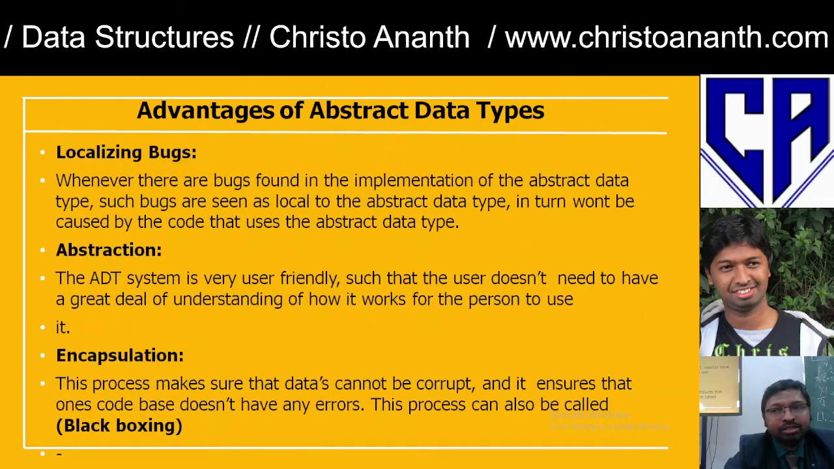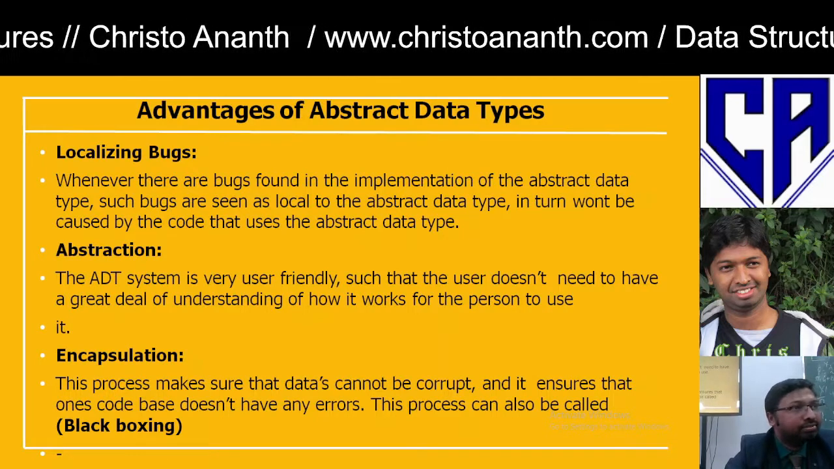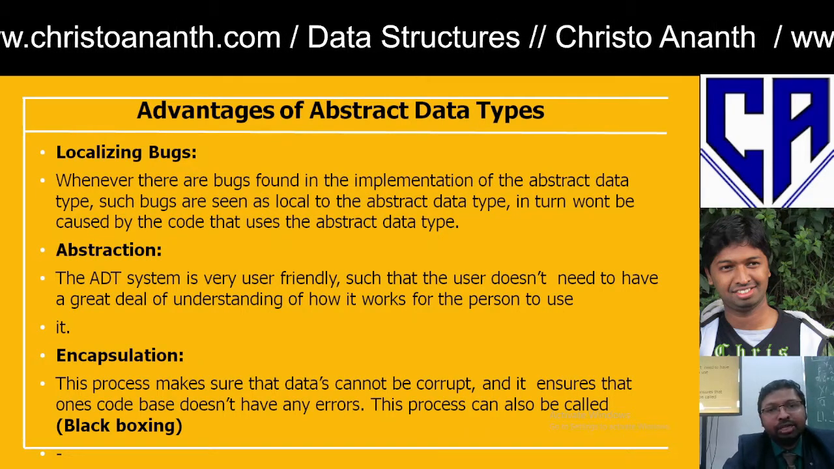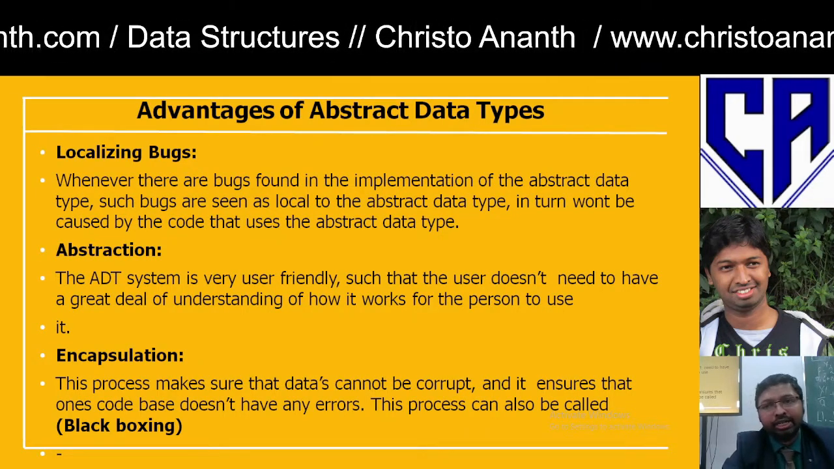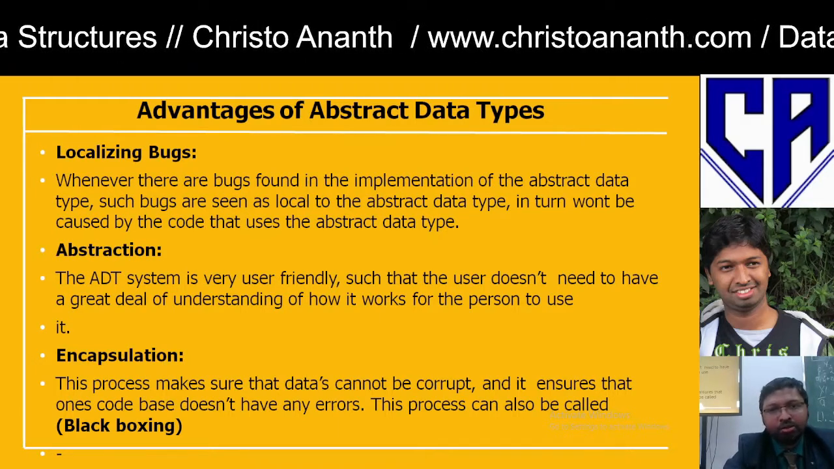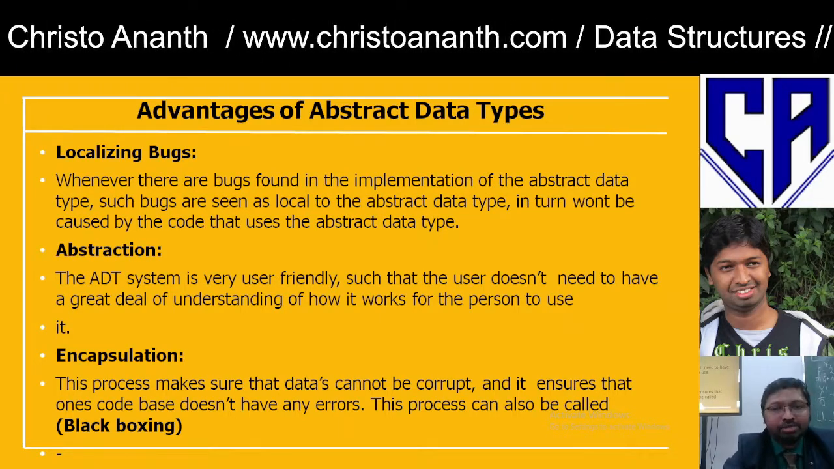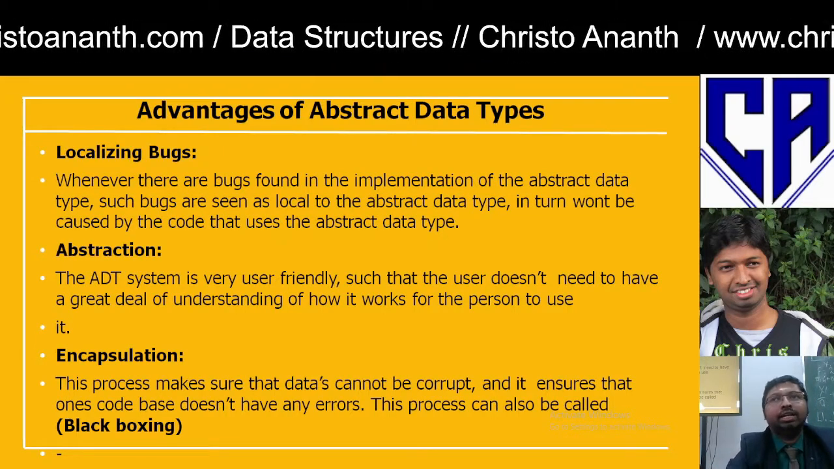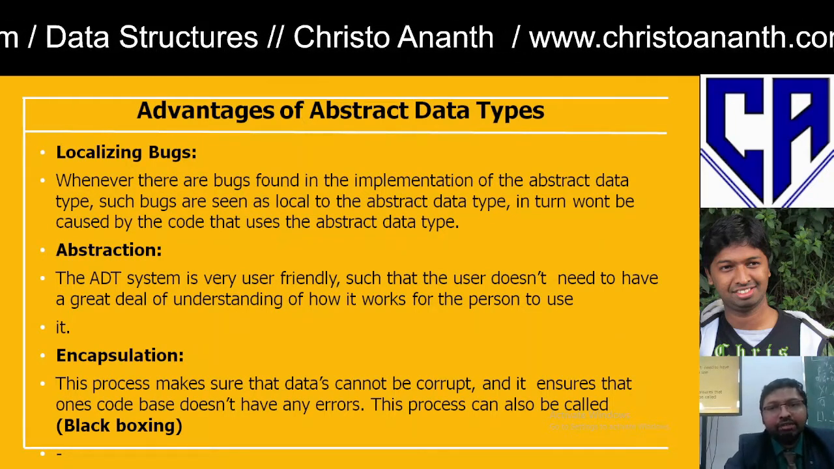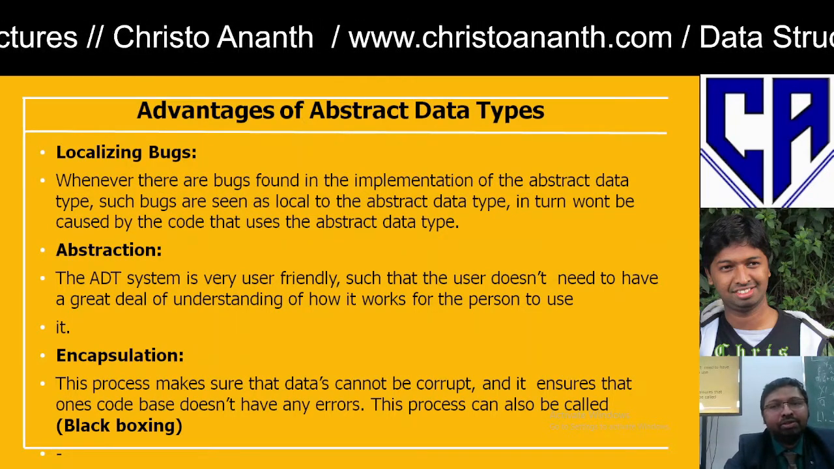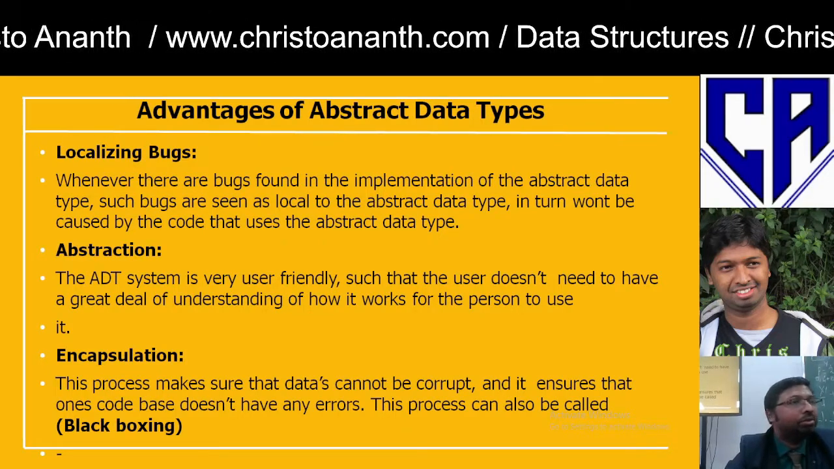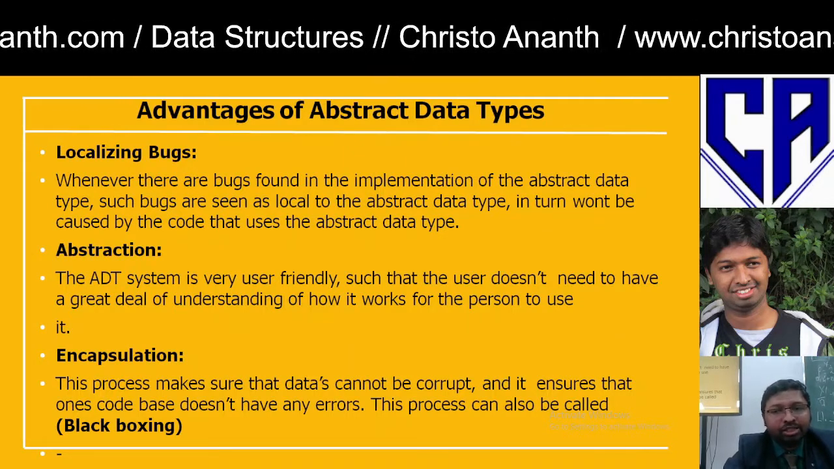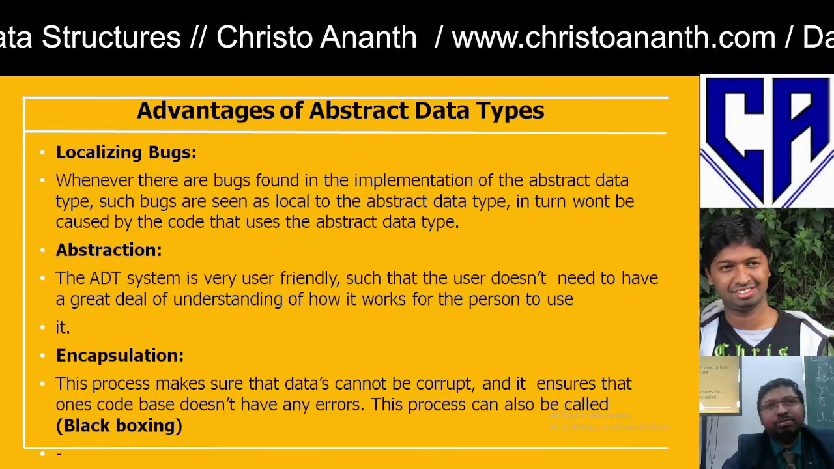Even localizing the bugs, whenever you have to find the errors, some internal errors that are associated with the implementation of abstract data type. So such bugs are seen as local with abstract data type, and in turn it won't be caused by the code that uses the abstract data type. And similarly, we have abstraction also. Abstraction means it's something related to an imaginary data type that we are trying to add. It's very user friendly, so user doesn't have to understand. So only if you know to work, then it's better for you. And then you have encapsulation. Encapsulation, I have explained this many times.